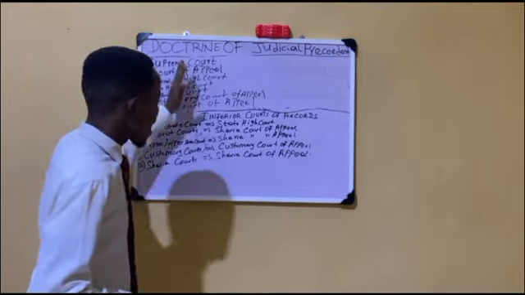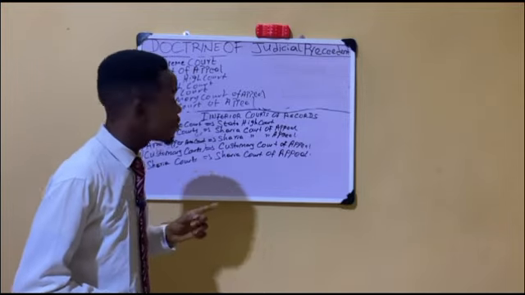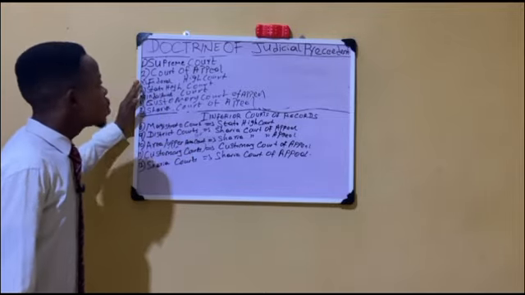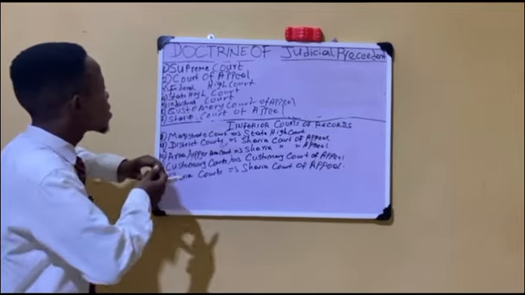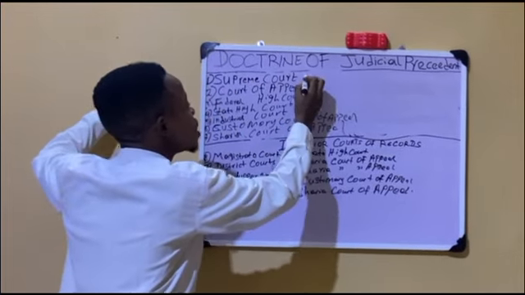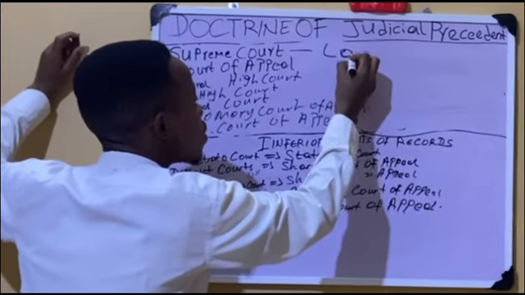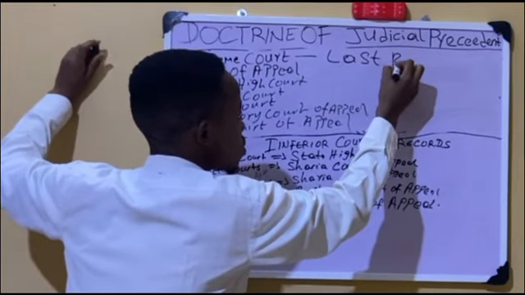Now, when we are talking about the doctrine of judicial precedent, the key thing that you are going to know is the hierarchy of courts. I have made a particular video dedicated to it. So the doctrine of judicial precedent means that the judgment of the Supreme Court is the last resort.